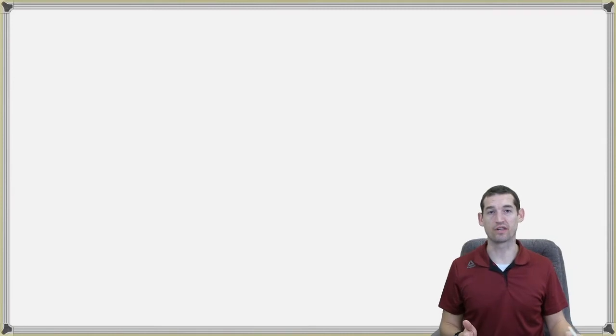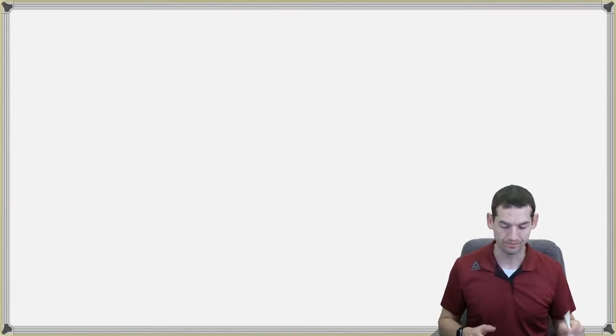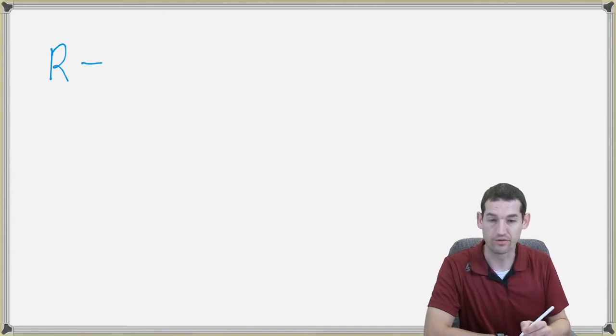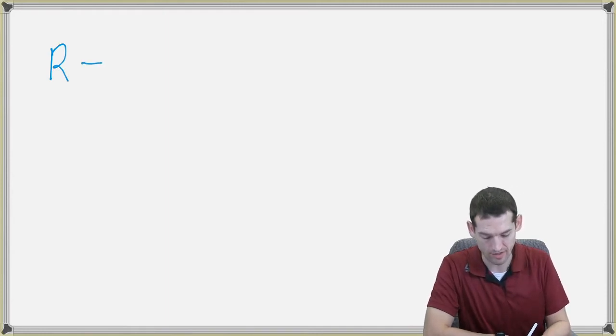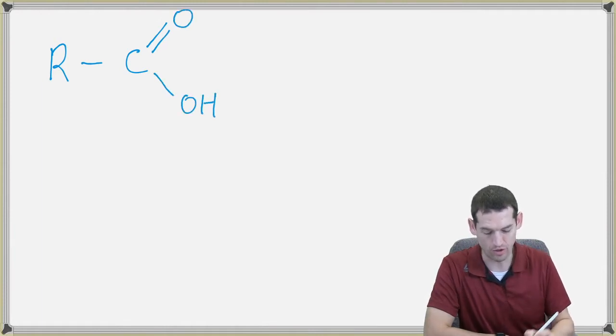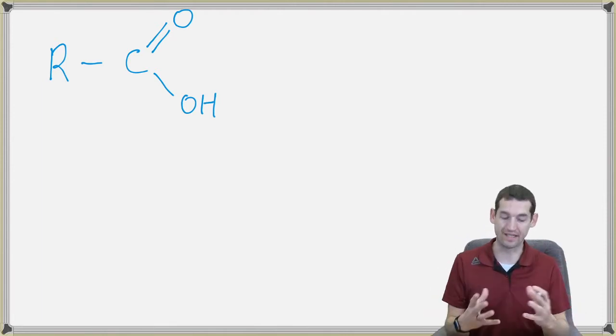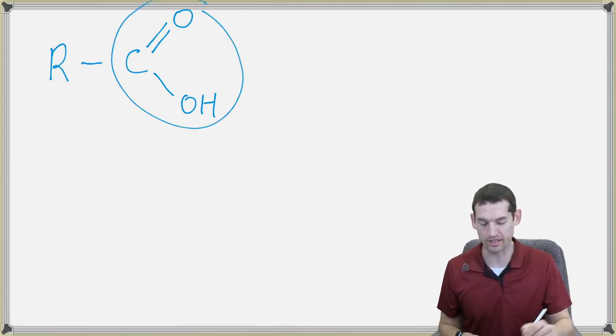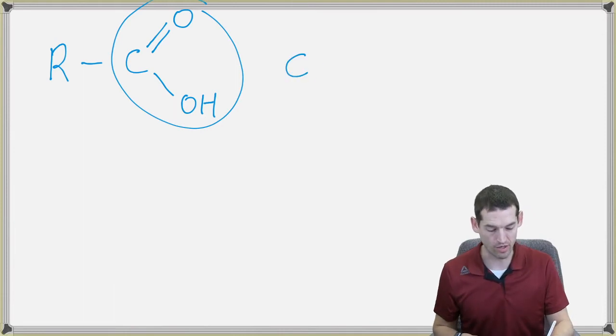All right, in this video we're going to add another family to our organic chemistry, and that family is the carboxylic acids. Very similar to the alcohols, these have a characteristic functional group. Attached to the rest of our hydrocarbon chain we have the end carbon, which is double bonded to an O, and then single bonded to an OH. So this whole group together is what we call a carboxyl group.